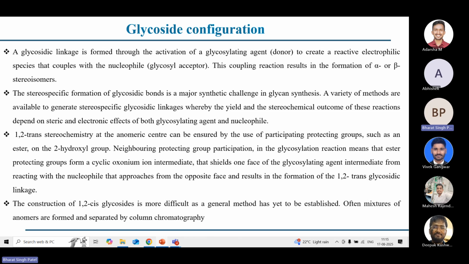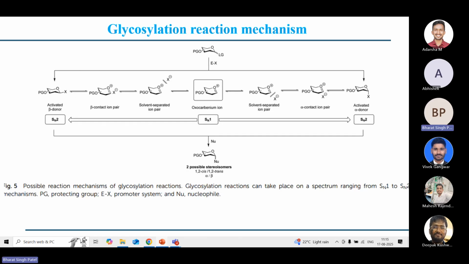There are few methods, but they can still be modified further. In normal glycosylation, a glycosyl donor in the presence of a promoter leads to the oxocarbenium ion, which can be present in several forms, like the solvent-separated ion pair, the beta contact, or the solvent alpha contact ion pair. These lead to the SN1 pathway for the incoming nucleophile.